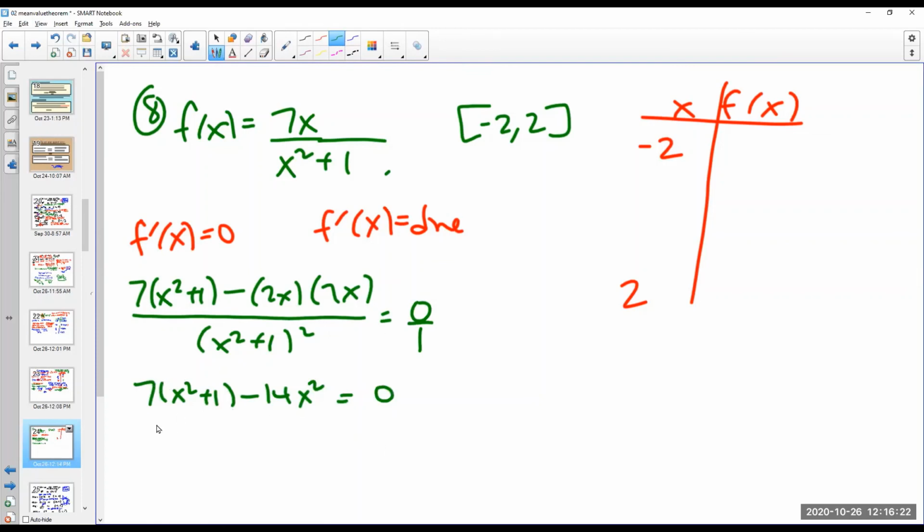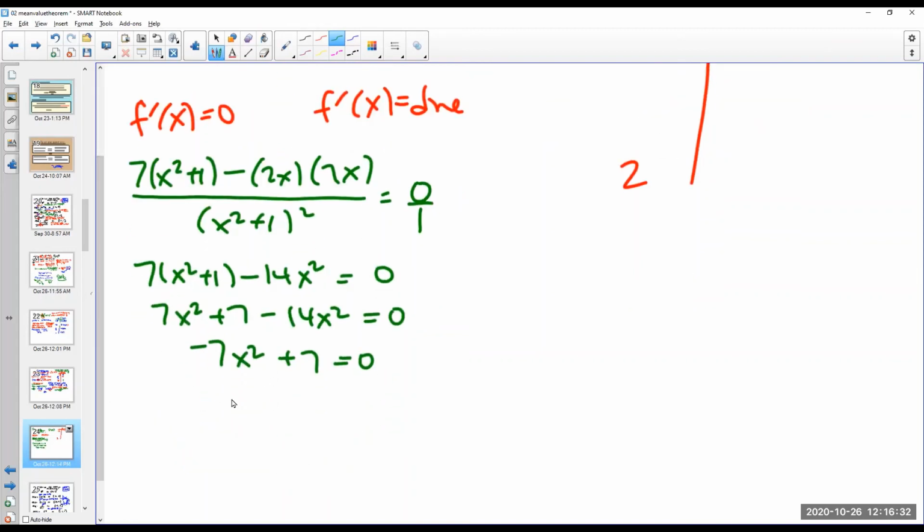I'm going to distribute the 7. So that's 7x squared plus 7 minus 14x squared is equal to 0. So I get negative 7x squared plus 7 is equal to 0. I could factor it, but I could also do cross multiplying. I enjoy cross multiplying more than factoring.